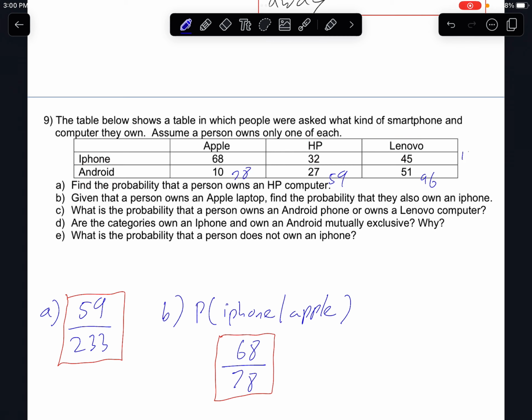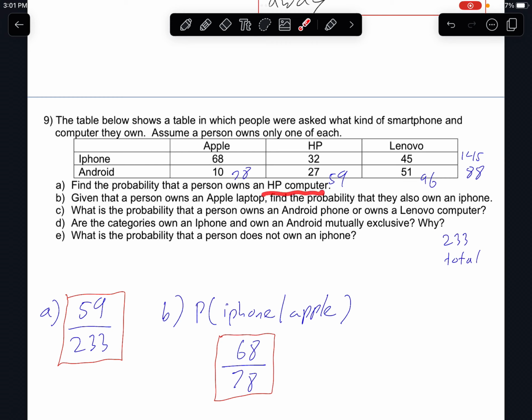The number of iPhone users totals up to 145, and the number of Android users totals up to 88. And this gives a total, if we add 145 plus 88, 233 total respondents in the survey. If you add 78 plus 59 plus 96, that also has to total 233 for this study. If it does not, then one of these numbers is wrong somewhere.